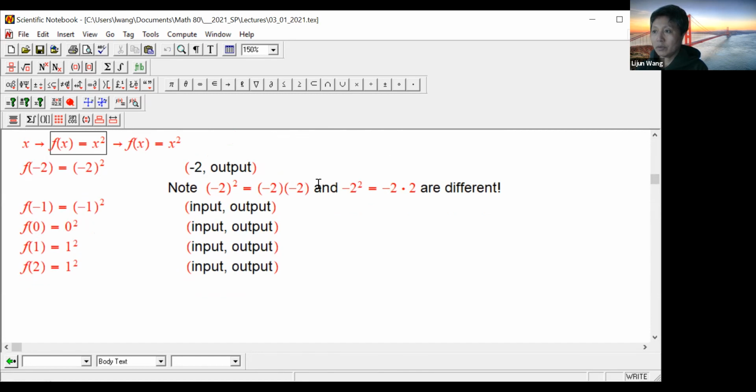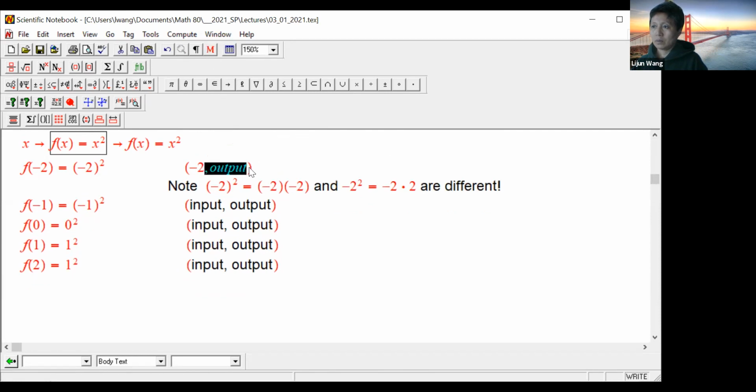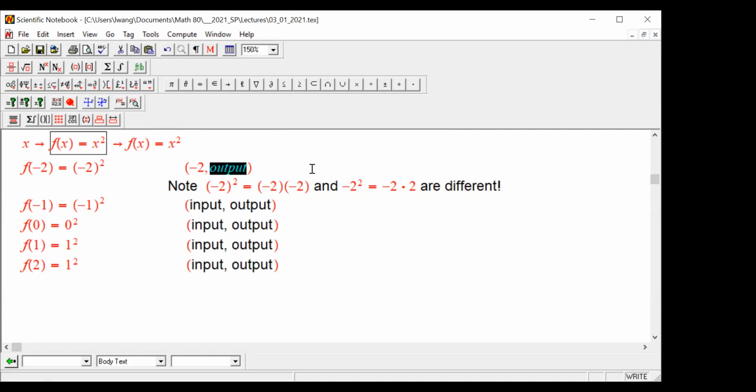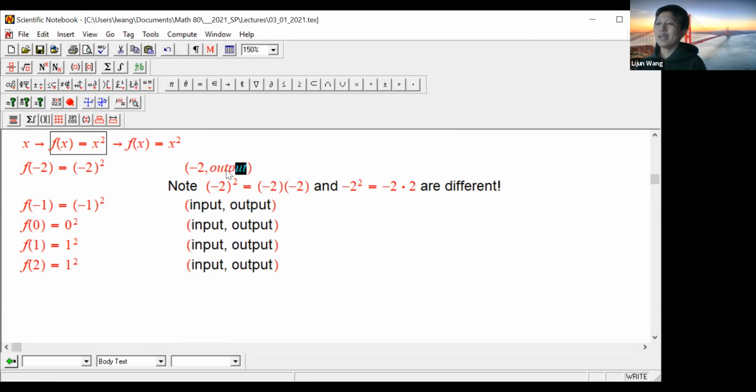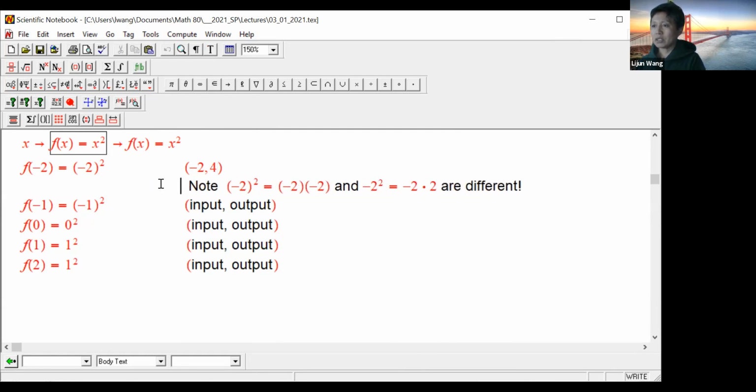So when this is -2, what is the output for -2 as input? -4? Yeah. Oh wait, it's +4. It's positive, sorry. That's right, +4 is -2 times -2. Very good. The best correction is self-correction.